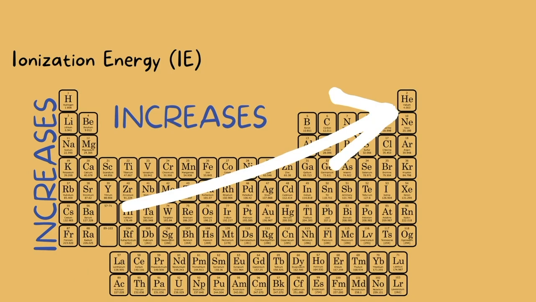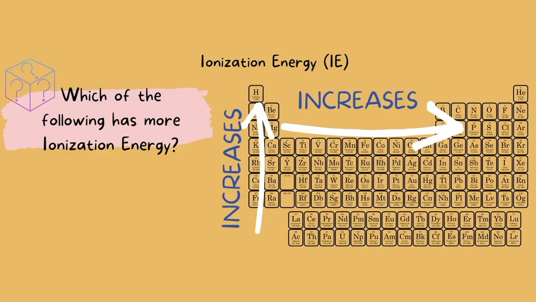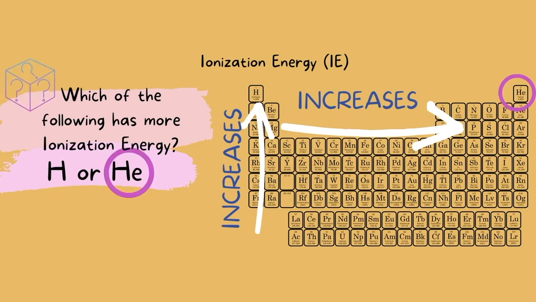Let's look at an example. Which of the following has more ionization energy, hydrogen or helium? By relying on the periodic table, we can see helium is further to the upper right. Therefore, it has more ionization energy. That just means that it takes more energy from another atom to come around and steal its valence electrons. And it takes very little energy for another atom to come around and steal hydrogen's valence electrons. How about arsenic and selenium?